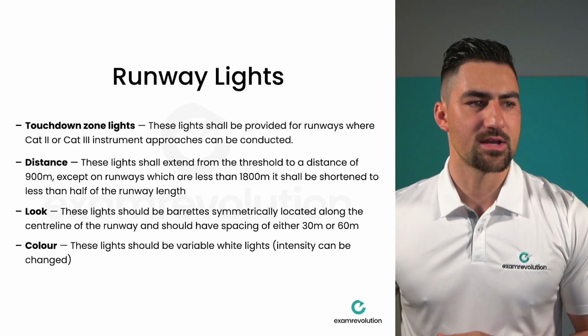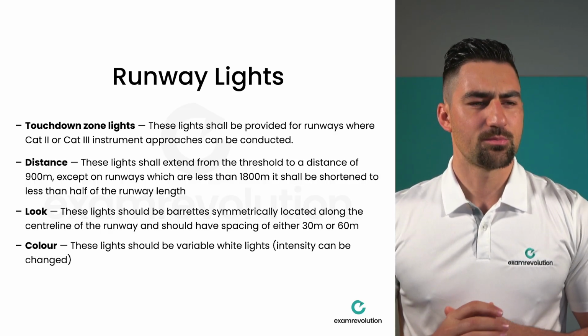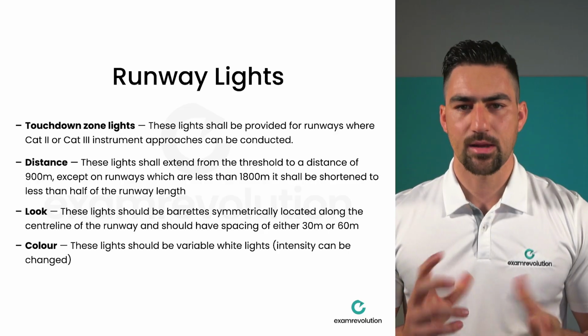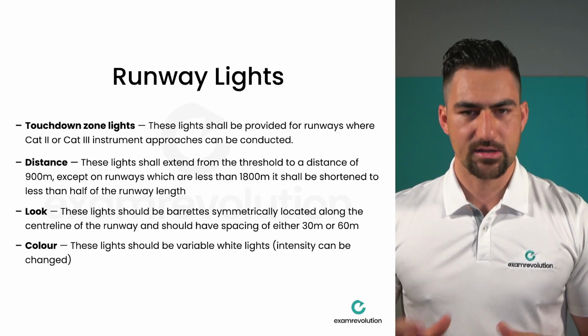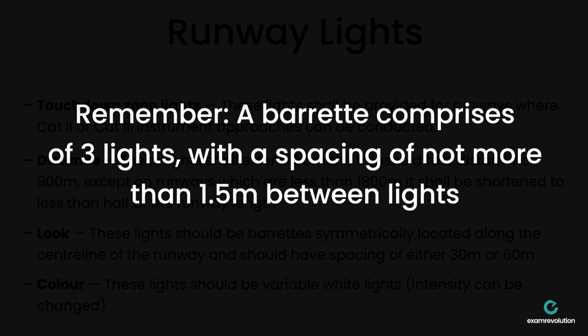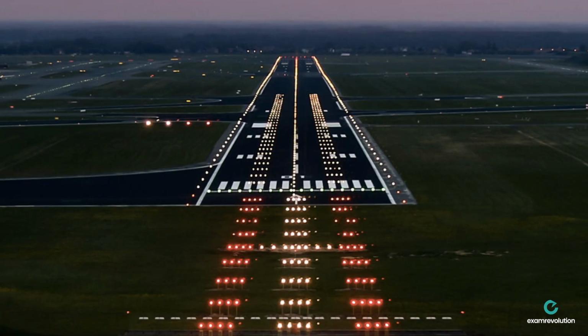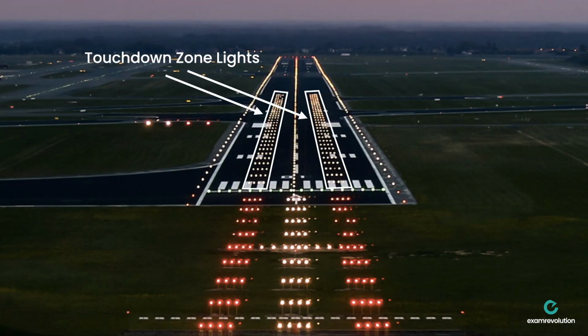I'll show you what a barrette is now. These lights should be variable white lights. Intensity can be changed. Like I've said earlier, the ATC can change the brightness of the lights. And remember that a barrette of lights comprises 3 lights together with a spacing of not more than 1.5 meters between lights. So let me show you what touchdown zone lights look like. There you can see them.